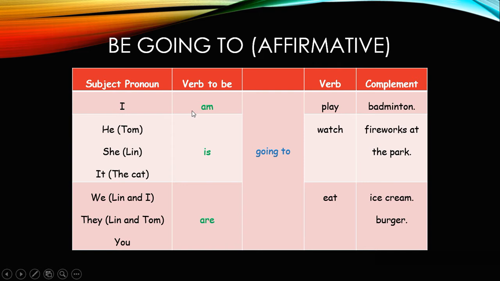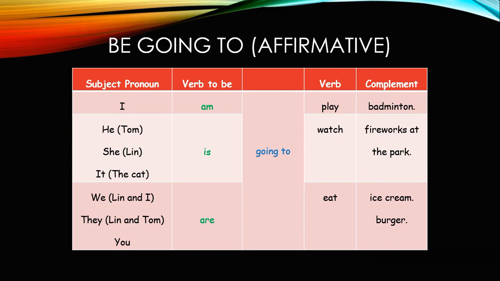So, for the subject pronoun I, the verb to be that we must use is am. For the subject pronouns he, she, it, the verb to be is is. For the subject pronouns we, they, you, the verb to be that we should use is are.